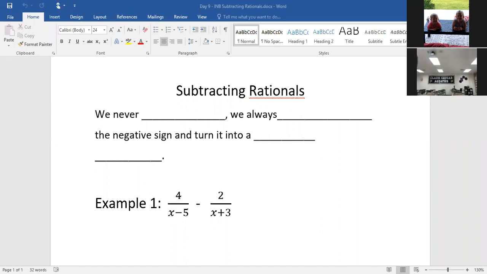All right, today we're going to talk about subtracting rationals. I know earlier in the week, or maybe just a while ago, you did adding rationals. I'm going to go pretty quick through this. If you need more detail, you can go back to the lesson on adding rationals. Basically, the point of subtracting is we don't ever subtract. We always add, by distributing the negative.